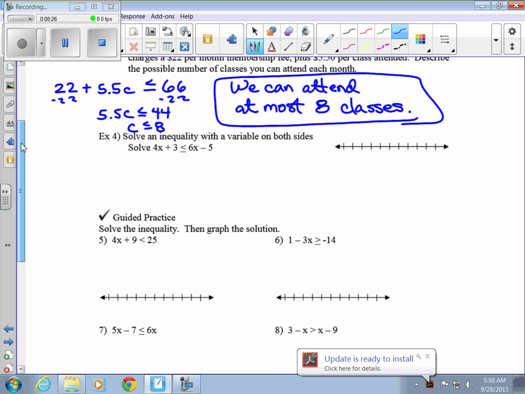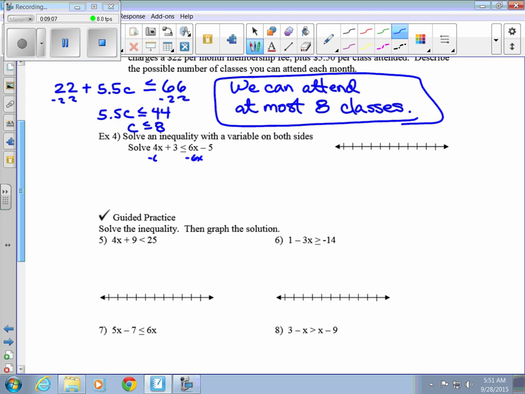Example 4 now says we're going to solve an inequality with variables on both sides. And again, we did this with our equations last week. So we're going to do the same thing. We have to get our variables on the same side. Now, there's one of 2 ways you can look at this, and with inequalities it makes a little bit of difference. You can either get your variables always to the left side, which is what some people like to do, or you can always get your variables to the positive side. Now, personally, I like to have my variables on the left side because it's just easier for me to graph that way.